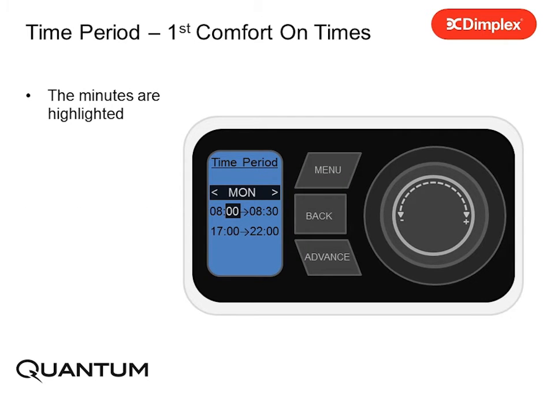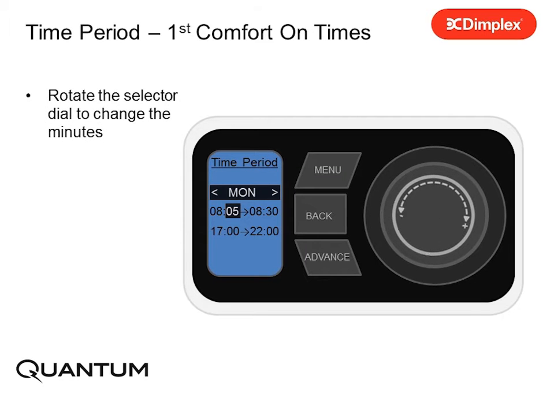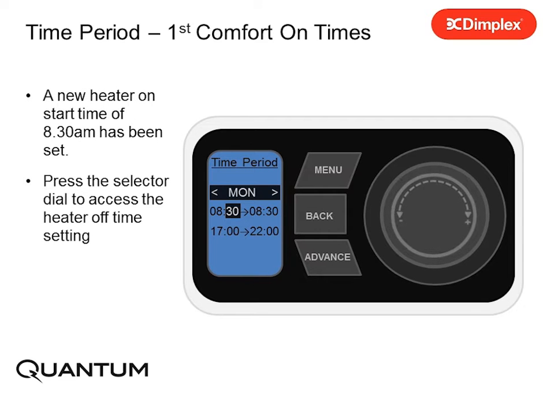The minutes are highlighted, and the minutes can now be changed. Rotate the selector dial to change the minutes. A new heater on start time of 8:30 AM has been set. Press the selector dial to access the heater off time settings.